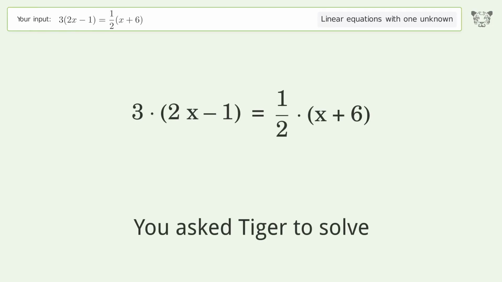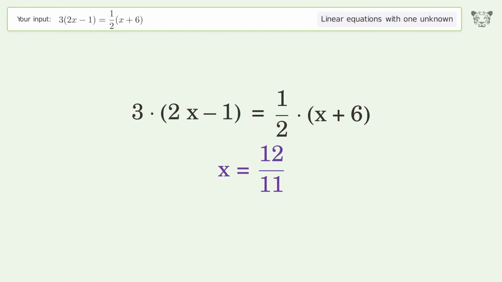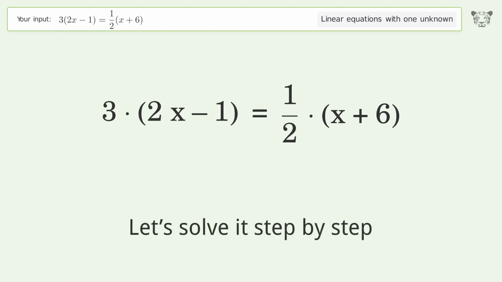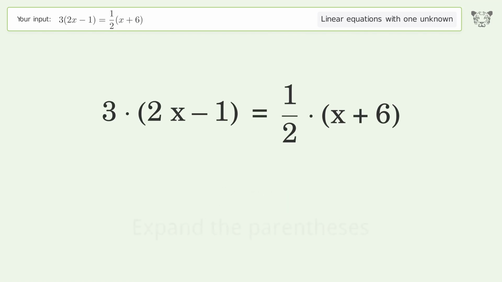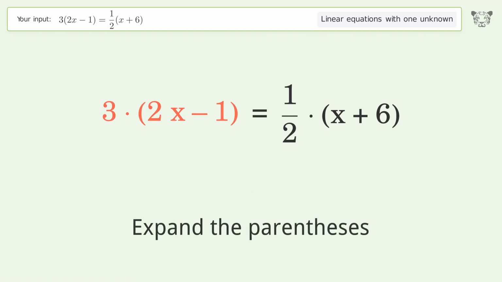You ask Tiger to solve. This deals with linear equations with one unknown. The final result is x equals 12/11. Let's solve it step by step. Simplify the expression. Expand the parentheses.